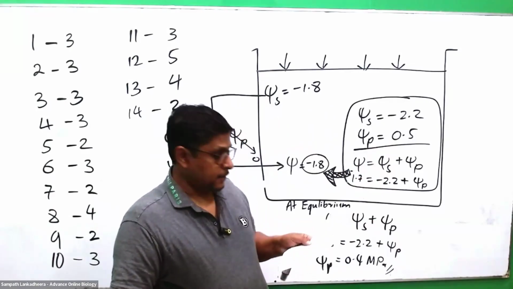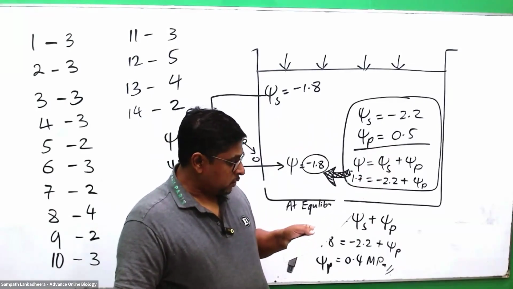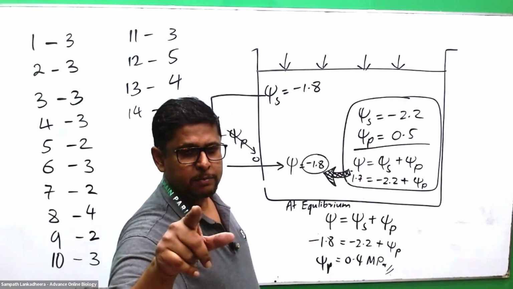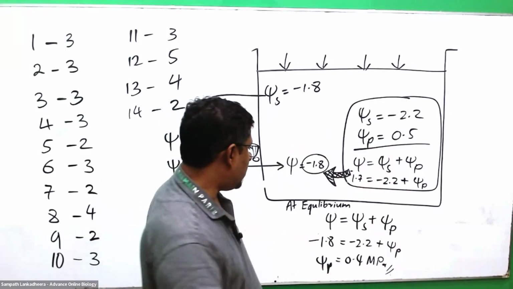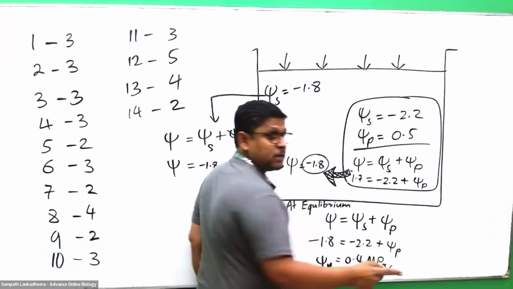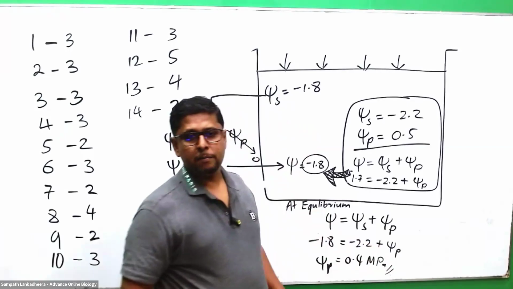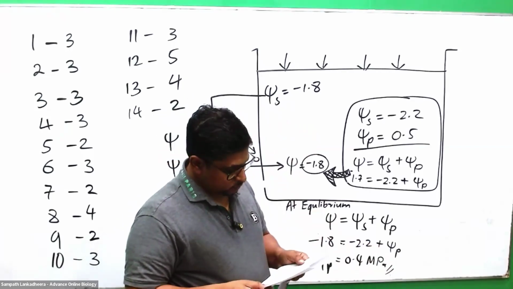The statement that the cell goes into incipient plasmolysis is wrong. If the cell goes to incipient plasmolysis, what should happen to the cell pressure? Cell pressure has to come to 0. It's not coming to 0. It stops at 0.4. So wrong.